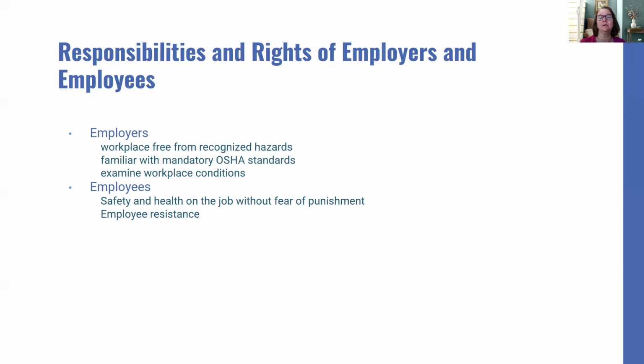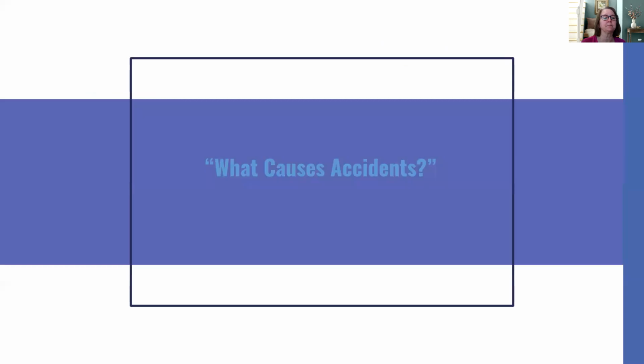They have the right to demand safety and health on the job without fear of punishment, and retaliating against employees for reporting injuries is illegal. Now, if employees do not comply with standards, they can be dismissed. It needs to be documented that they have refused, and then they can be dismissed.